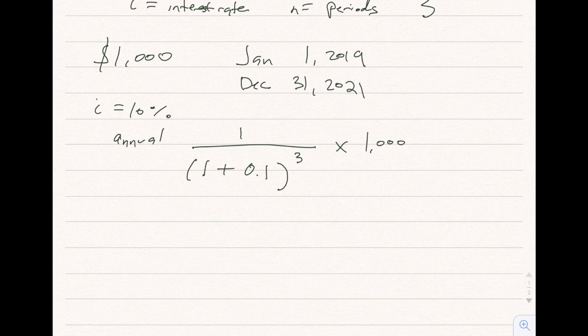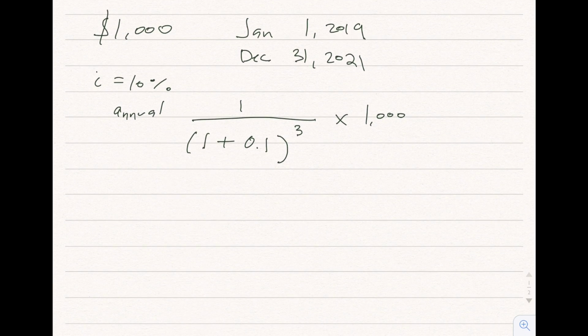If you plug this into your calculator, what you're going to get is a present value, PV, of $751.30. Remember what this means. It means that getting $751.30 on January 1st, 2019 is as good as getting $1,000 at the end of 2021, right? Assuming a 10% interest rate. So the interest rate could vary. For our purposes, we're saying it's 10%.